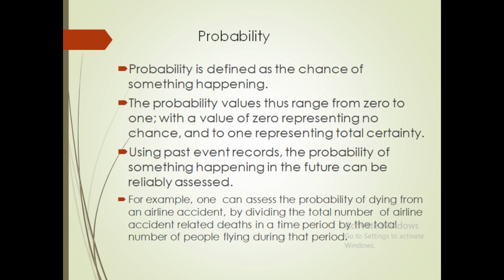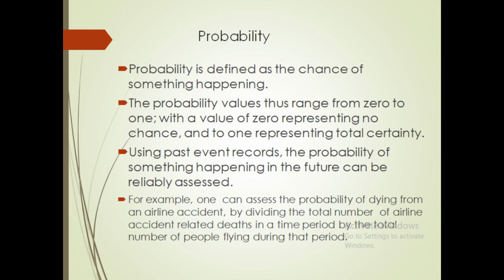Before moving on to the actual working of naive Bayes, we will study something regarding probability. What actually is probability? Probability is defined as the chance of something happening. And we know that the value of probability always ranges from 0 to 1. If the value of a probability is 0, that means there is no chance of occurrence. And if the value of a probability that we have calculated turns out to be 1, then we say that it's total certainty.